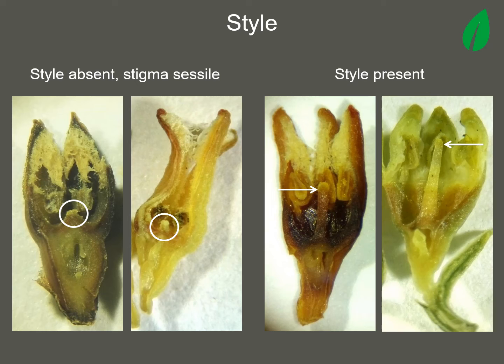So the first character is the length of the style. We've divided it into 2 broad types. The first being that the style is absent, so the stigma is sessile or subsessile. And this you find in species such as Thesium alatum and Thesium asterias. And the other state being that the style is present, the stigma is placed at the top of a long style.